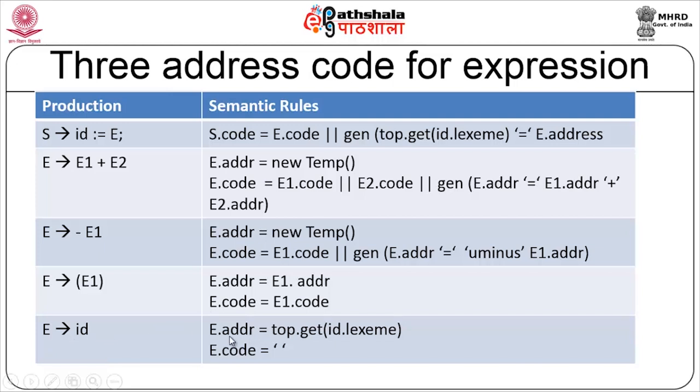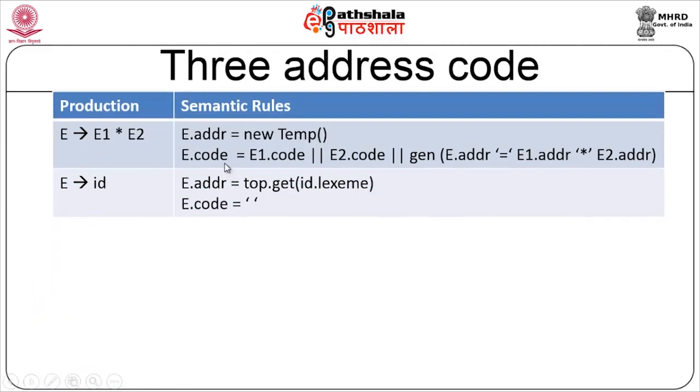If I get an ID, that is to be taken as it is. Rather, the place of that particular variable should be considered as it is. So E dot address is equal to top dot get of ID dot lexeme. The next will continue on this.